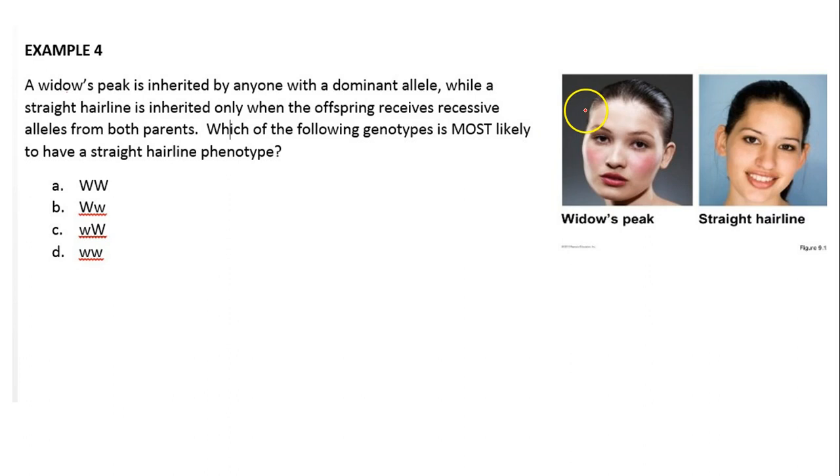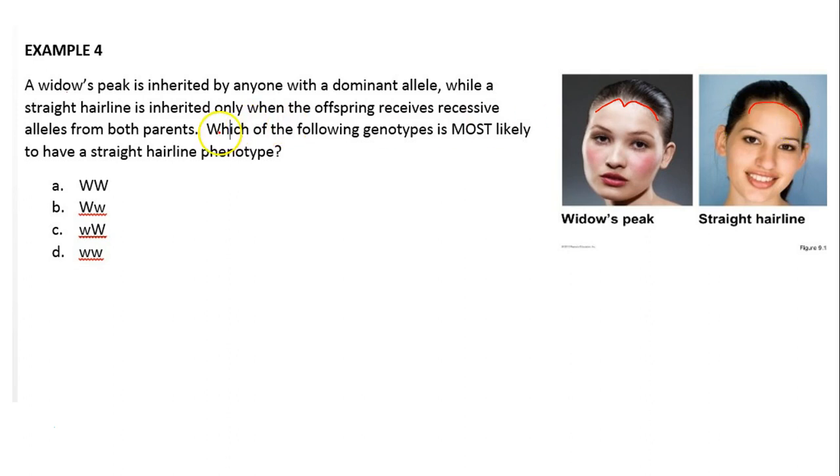Okay, so let's figure out what exactly a widow's peak is first of all before we move on. A widow's peak is when your hairline has a little pointy part in the middle. So if you see this woman on the left, her hairline goes kind of like this, and then in the middle it points out kind of like the peak of a mountain. So it's called widow's peak. I'm not really sure why it's called widow's peak. And then here is a straight hairline.